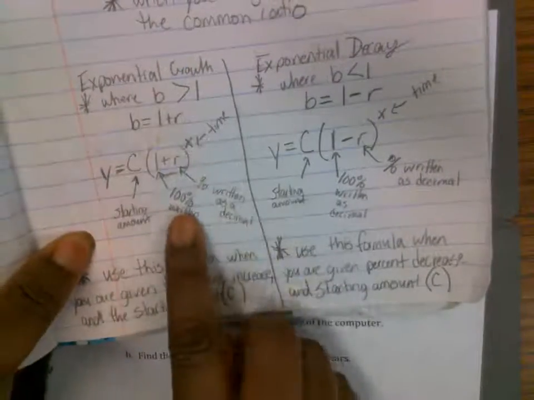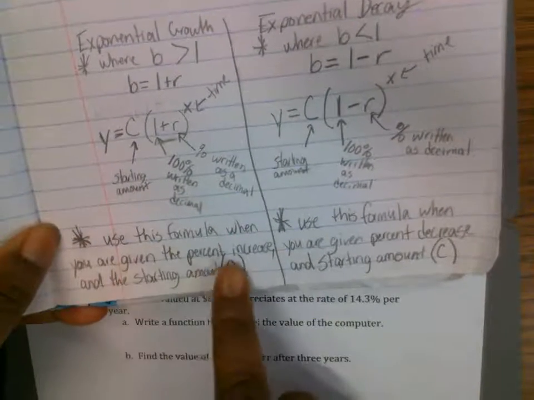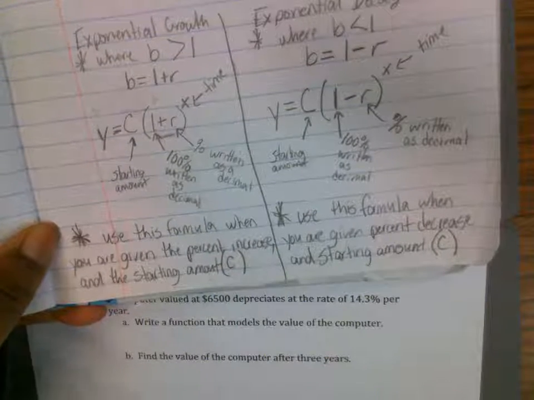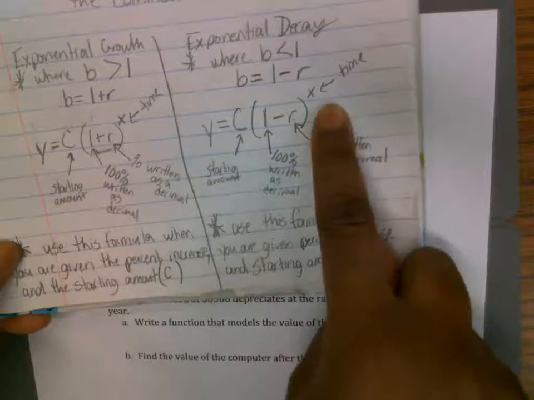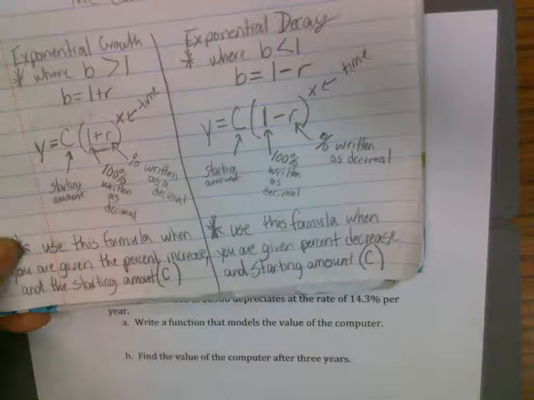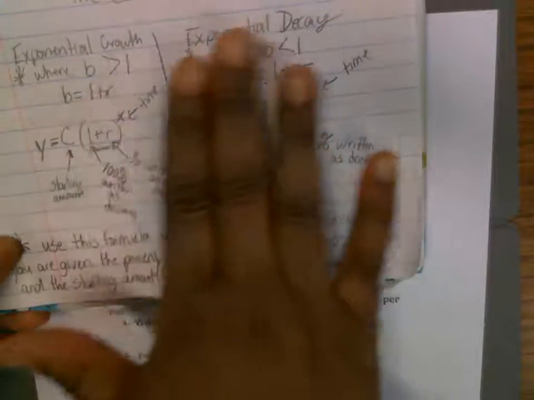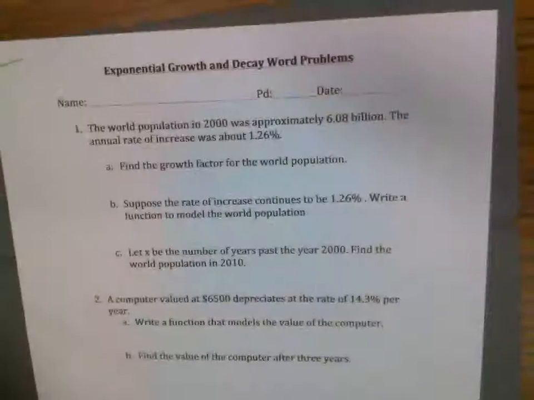You use the exponential growth formula, which is this formula right here, when they give you the percent increase and the starting amount. You use the exponential decay formula when you are given the percent of decrease, the percent amount that it decreases, and the starting amount. Okay, so these are the different formulas that you're going to use and when you actually use them. So please make sure you have this out handy as you're answering your word problems until you just know it by heart when to use what. Okay? All right, so let's look at the first one.